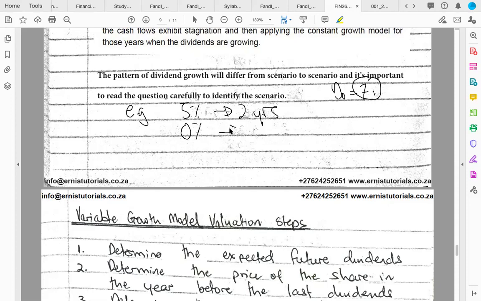Then it will grow at 0% for the next 3 years after those 2 years. Then it will grow at 6% for the next 4 years after those 3 years. And then finally, it will settle at 8% forever into perpetuity. So you see there's a mixture here. There are different growth rates before settling at a constant growth rate into perpetuity into the future.